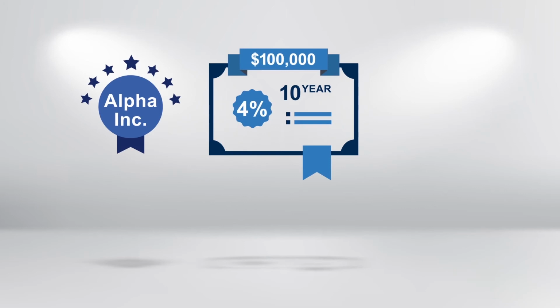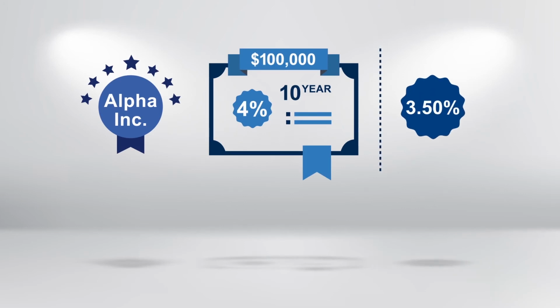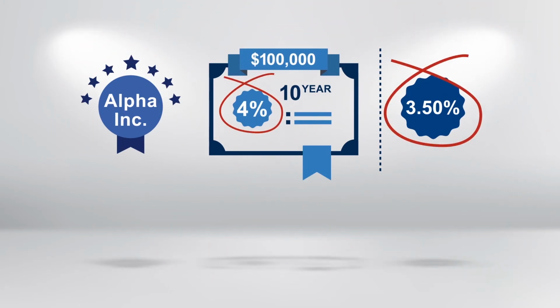Using the Alpha Inc. bond again, let's assume that interest rates, the yield to maturity for this class of bond, fall to 3.5%. What happens to the bond price now? The Alpha bond pays a coupon of 4% in a market that only expects to receive 3.5% for a AA 10-year investment risk. This bond is a valuable asset on that basis.